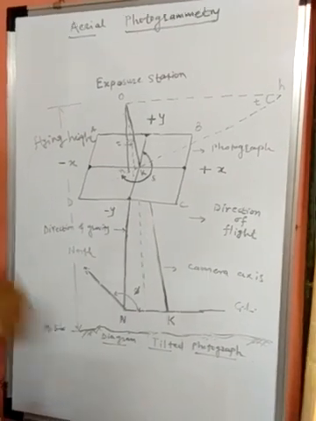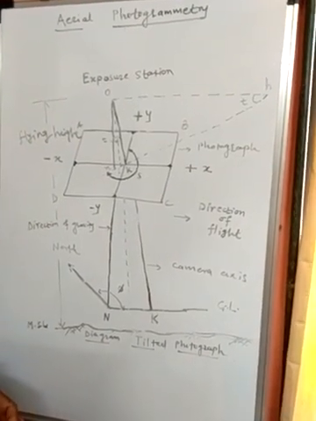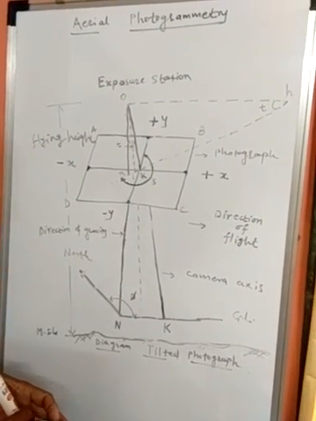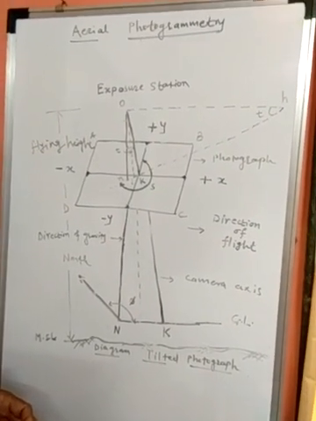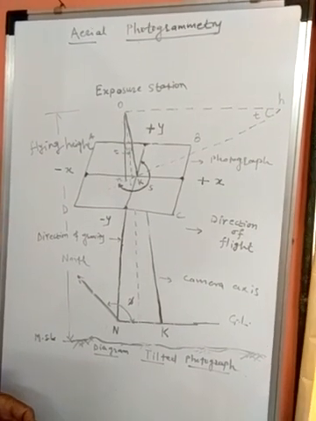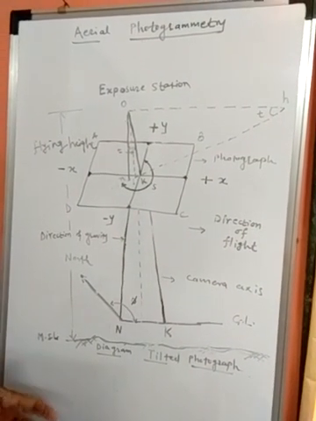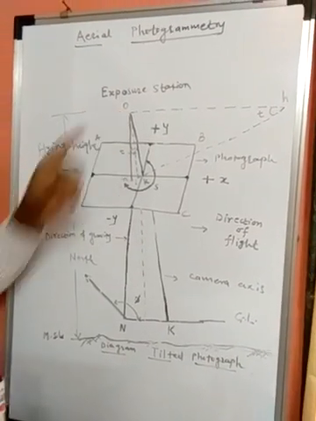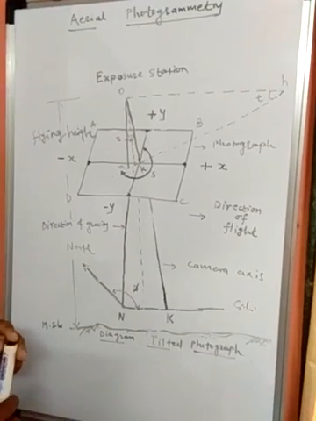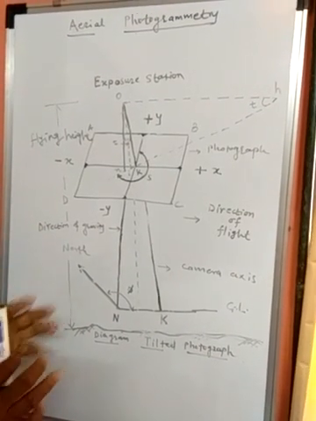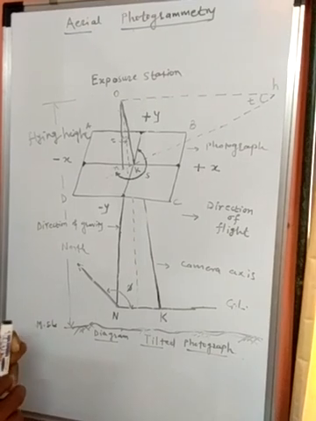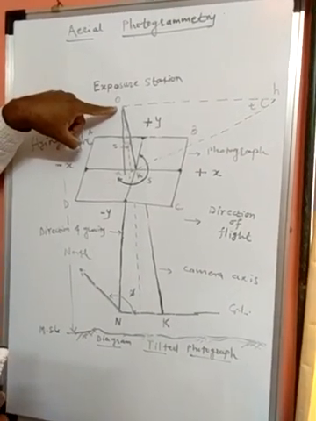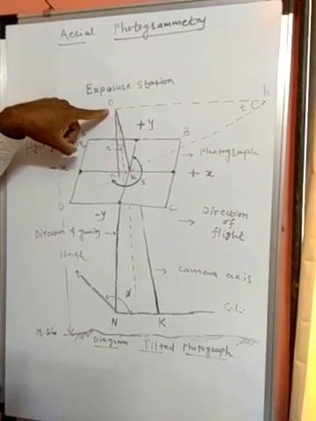This tilted photograph is an aerial photograph made with the camera axis or optical axis unintentionally tilted from vertical by a small amount, usually less than 3 degrees. Then what about the exposure station O? This exposure station O is a point in space or the air occupied by the camera lens at the instant of exposure. That means while we are taking the photograph from the camera, this is exposure station O.